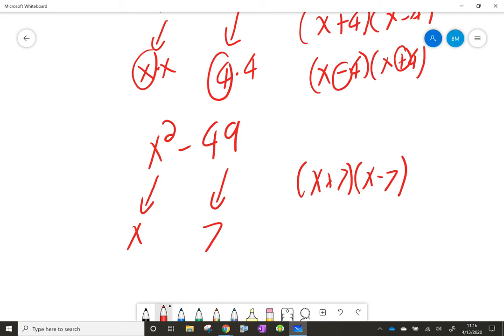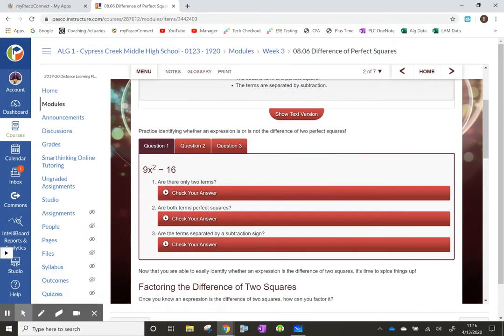So let's keep going here. Let's see if we can do some harder problems, all right? So they have their example 9x squared minus 16. So let's look at that.